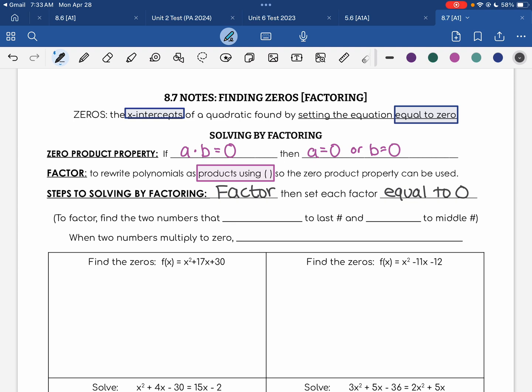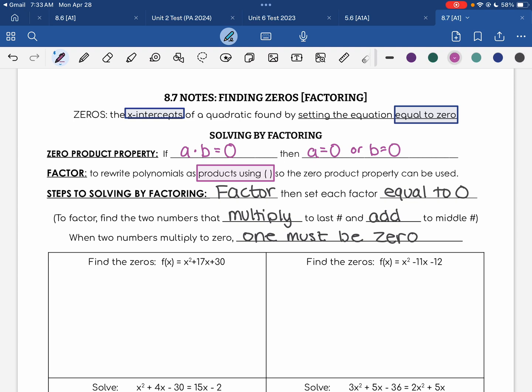Okay? When you are factoring, you are trying to find the two numbers that multiply to the last number and add to the middle number in that order. So we're going to list things that multiply to the last number and then pick the two that add to the middle number. And then just the last reminder for you is when two numbers multiply to 0, one must be 0. That is the whole basis of what we're doing today.